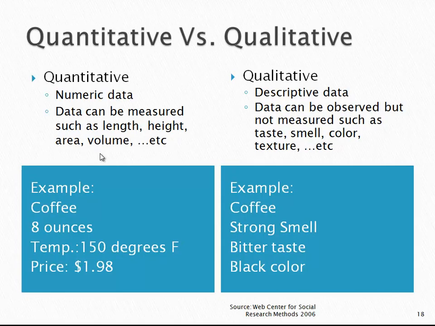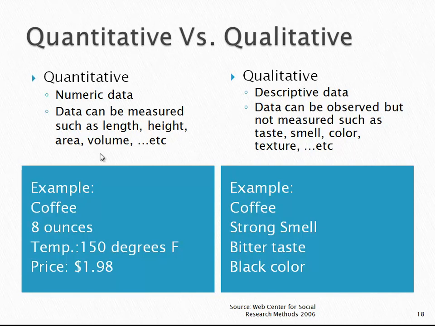And this is a comparison between the quantitative and qualitative. As we said, quantitative is numerical while qualitative is descriptive. Quantitative data can be measured, such as length, height, area, volume, and so on, while the qualitative data can be observed, such as taste, smell, color, texture, and so on. And this is a small example that will give you an idea of what we mean by quantitative and qualitative, which can be gathered for the same item or the same product.